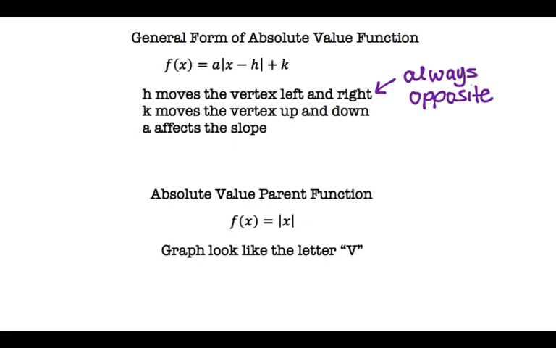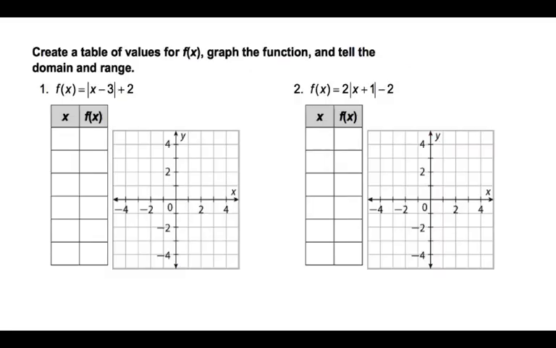Okay, and remember your h, it always moves kind of the opposite of what makes sense. So when you move to the right, it's actually a minus, and when you move to the left, it's actually a plus inside the absolute value bars.